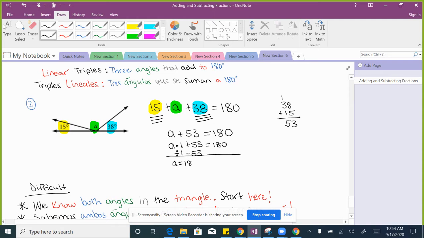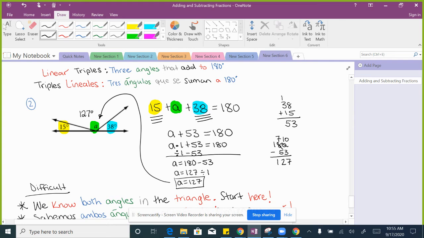We begin with the result. Empezamos con el resultado. 180 minus 53. I can't take 3 from 0, so I have to borrow. Tengo que prestar. 0 becomes a 10. So 10 minus 3 is 7. 7 minus 5 is 2, and 1 minus 0 is 1. So A equals 127 divided by 1 is 127. So A is 127 degrees.